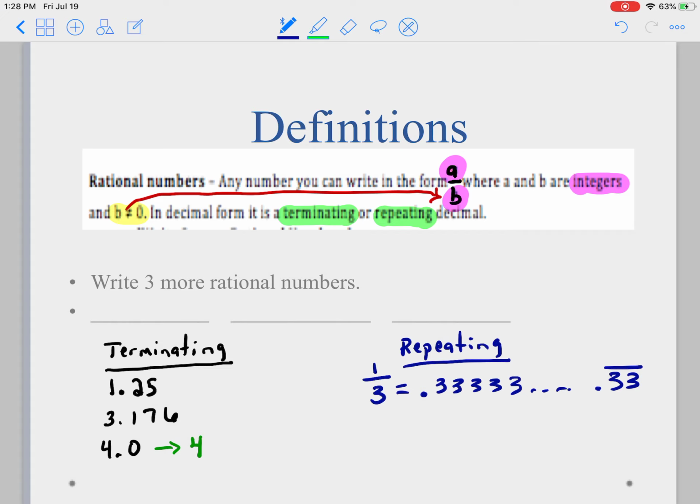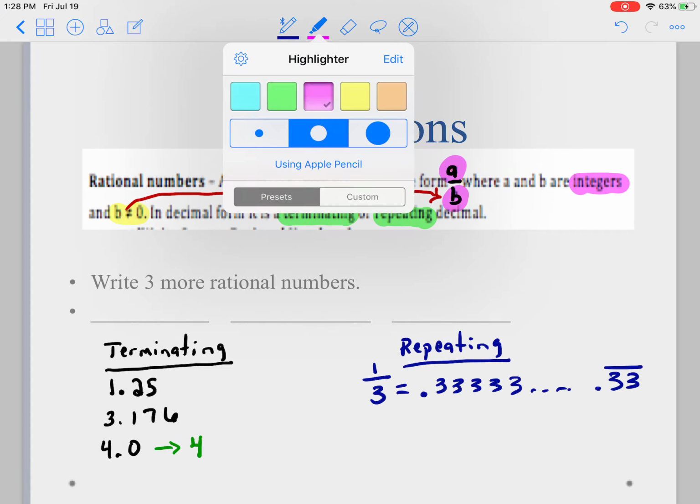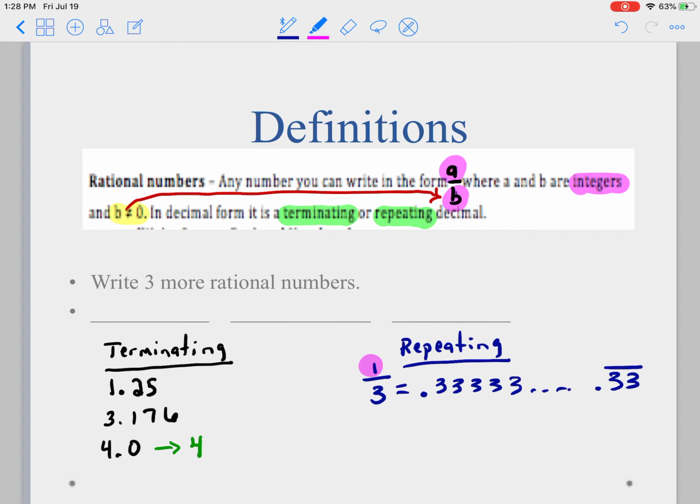1/3, just to go back to our definition, 1 is an integer. 3 is an integer, so I have two integers. 1 divided by 3 is 0.3 repeating, meaning that we can classify 1/3 or the decimal form 0.3 repeating as rational numbers. And so this is also the case with any other set of repeating decimals.